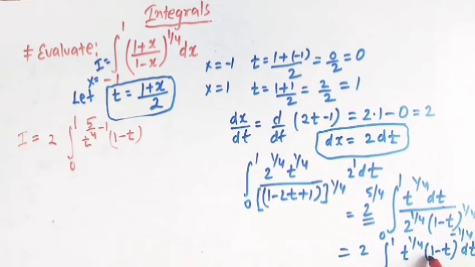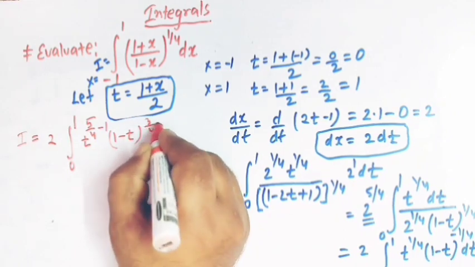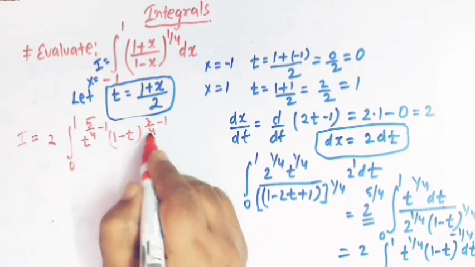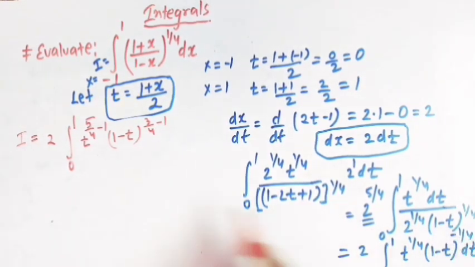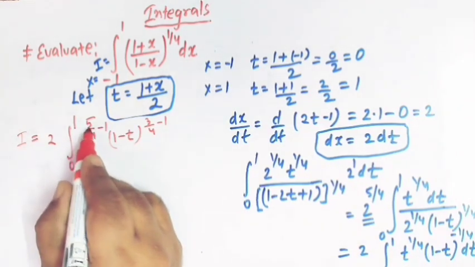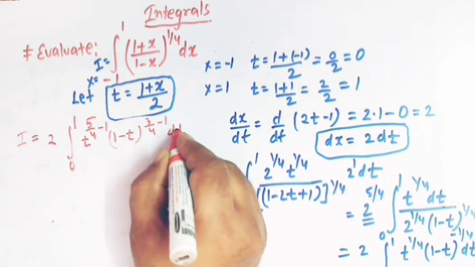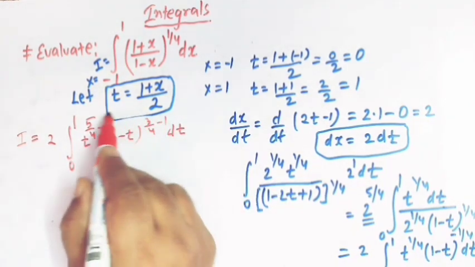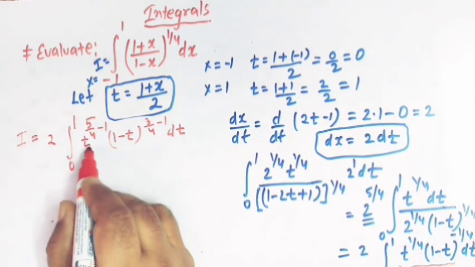So t raised to 1 minus t raised to minus 1 over 4 can be written as t raised to 3 by 4 minus 1, because 3 by 4 minus 1 is minus 1 over 4, right? And t raised to 1 by 4 can be written as t raised to 5 by 4 minus 1, and here we have dt, right?